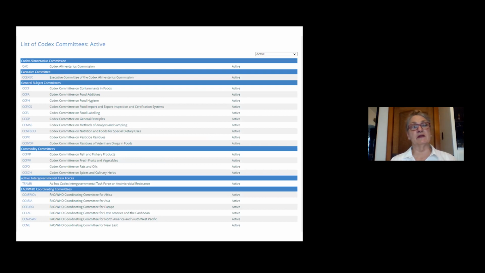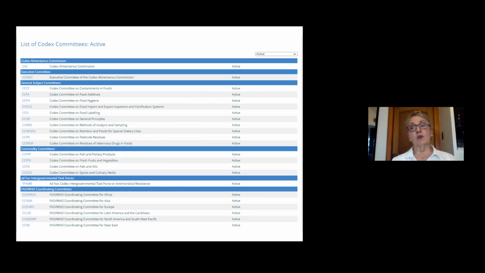So here's a list of the active Codex committees. And I want you to kind of look at this. On the bottom is the coordinating committees for Africa, Asia, Europe, Latin America and the Caribbean, North America and Southwest Pacific, and the Near East. So your country not only belongs to the Codex meetings, they belong to these coordinating committees that focus on issues that are important to your area and your country.